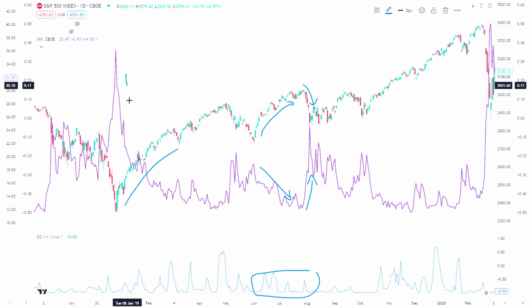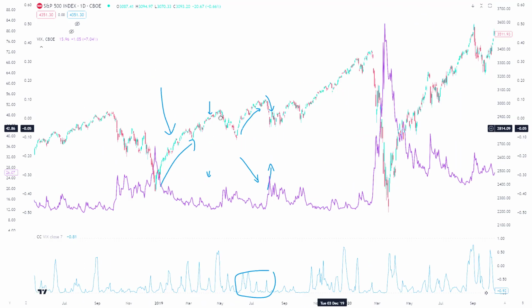Market goes up, volatility comes down. Then over even a smaller time frame, you can see even a single day. There's a very itty bitty small red day, and we get a little bit of a spike in volatility. This is very normal market behavior.